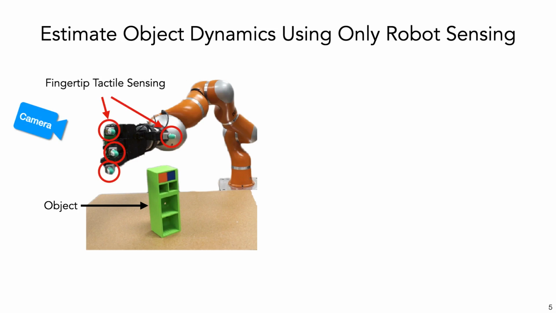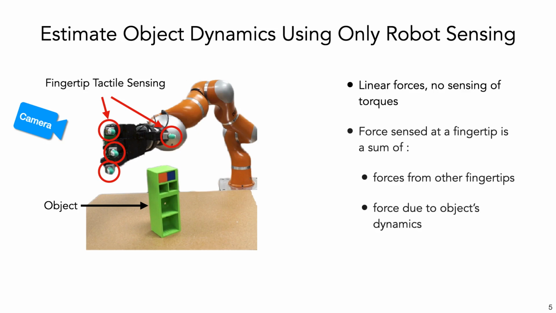In this realistic setting, we have some limitations in what we can observe. First, we cannot sense torques from the fingertips. We can only observe linear forces. The sensed forces not only contain the force due to the object dynamics, but also the force applied by the other fingertips on the object. Additionally, object pose measurements from a vision-based tracker tend to be noisy due to occlusion of the object by the robotic hand. We will now look at how these limitations affect our sensor measurements.